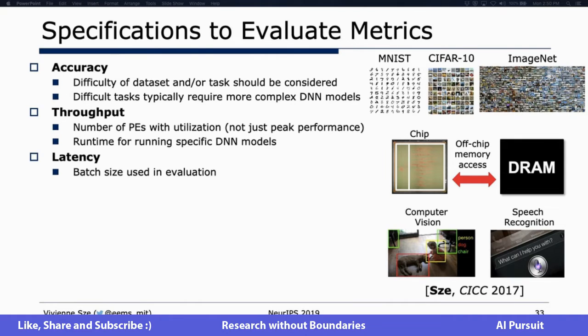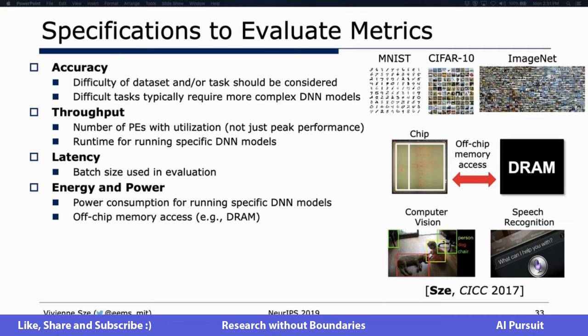For throughput, again, looking at not just the number of processing elements, but also considering the utilization of those processing elements is really important. In particular, when you're looking at throughput, you might ask for the runtime of a specific DNN model. You might not be satisfied with someone telling you I have 1,000 cores or 10,000 cores or whatever. The more important thing is asking how many of those cores are actually being used, or even more specifically, when I run these DNN models, how much time is it actually taking? Latency is really important. So if people report the throughput, you might also ask, what is the latency and what is the batch size, because that might be really important for your particular application.